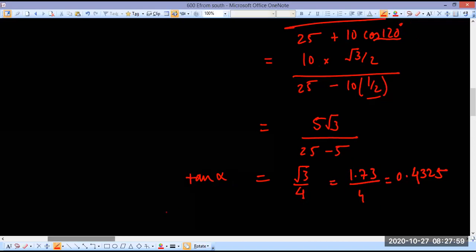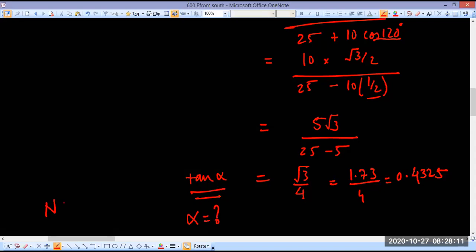Now we have to find alpha. We have got the value of tan alpha. Now we have to find the angle. So this is once again those times where the table of natural tangents is to be used. Like I said, we need it. So please buy it as soon as possible.